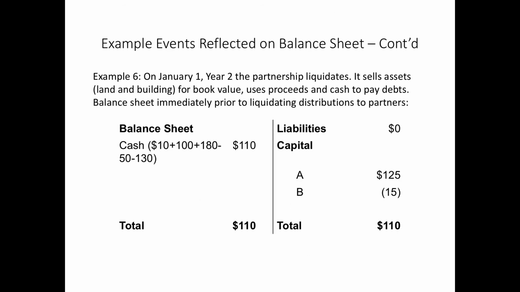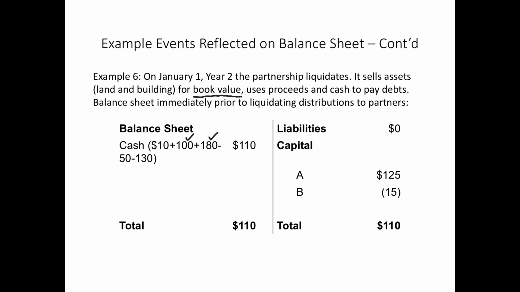All right, on January 1st, year 2, the partnership decides to liquidate. It says, you know what? That event, it really hurt us. $130 loss. When you view these numbers, that's a pretty big amount. So on January 1st, year 2, it's going to sell its assets, the land and building, for the book value as of the end of the year, December 31st, what they were. And it uses the proceeds to pay in cash to pay debts. So first it's going to sell the assets for book value. So whatever book values we had in the previous example, right, the $100 for land and the $180 book value for building, that's what it's going to get. Now that's not realistic of real practice.